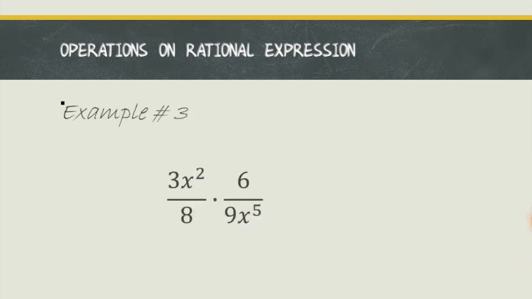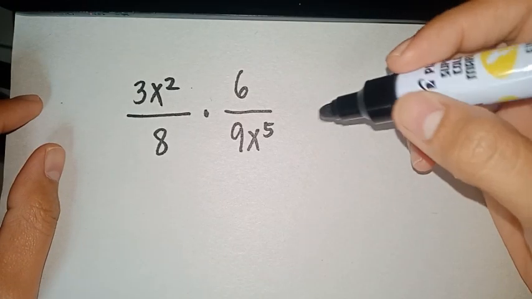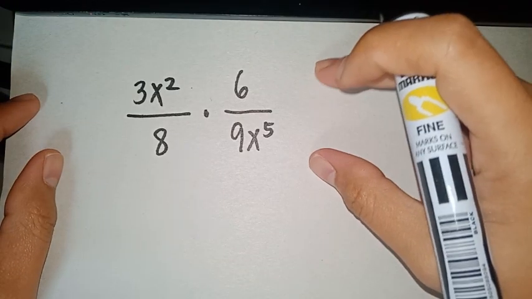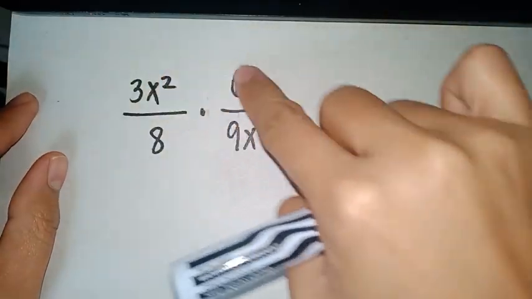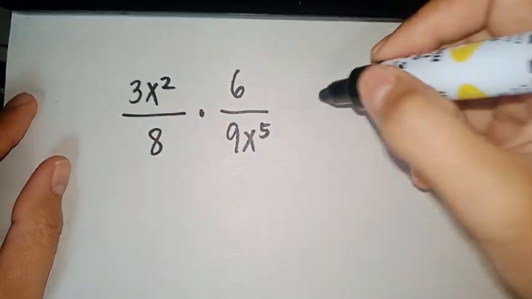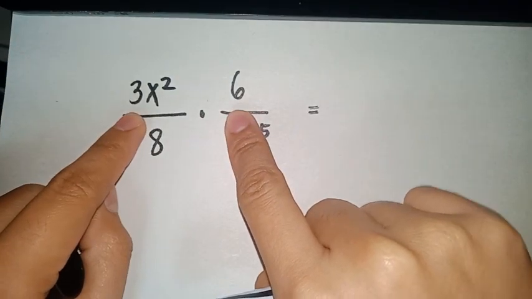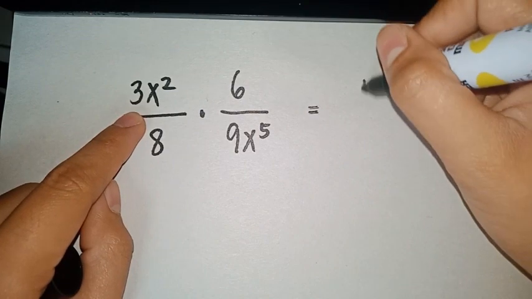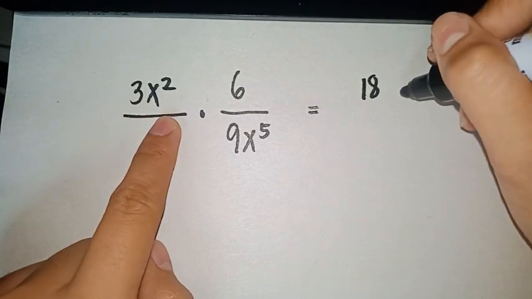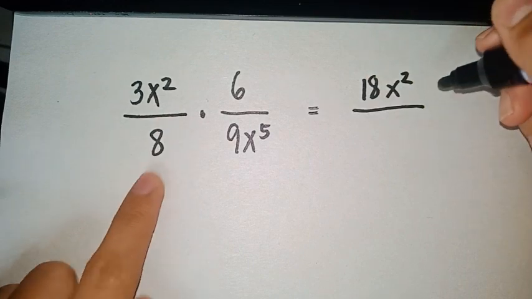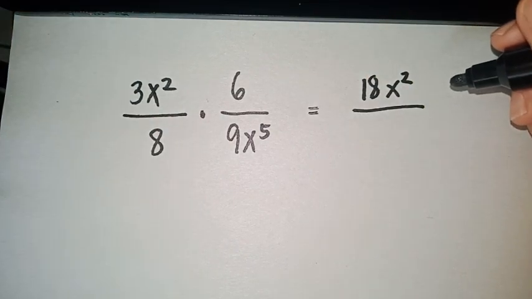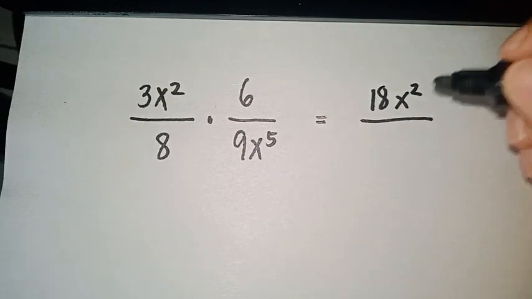So let's start with example number 3: 3x squared over 8 times 6 over 9x raised to 5. Again, for multiplication of rational expressions, we multiply numerators and denominators. So in this case, let's multiply first 3 and 6. That is 18. Then copy x squared, all over 8 times 9. That is 72.